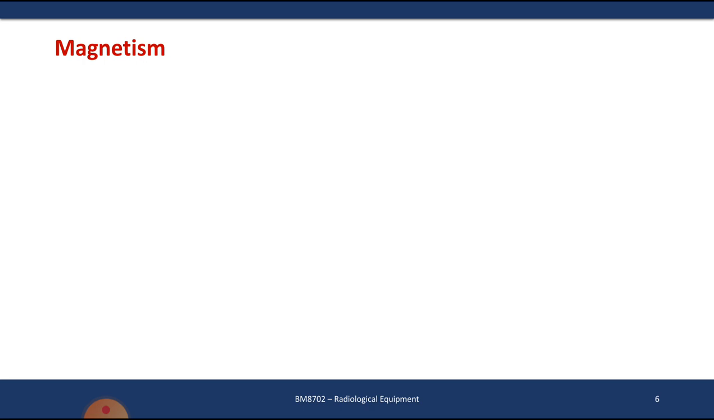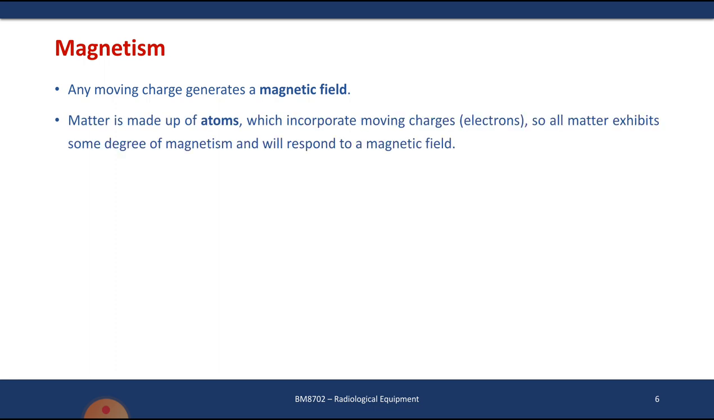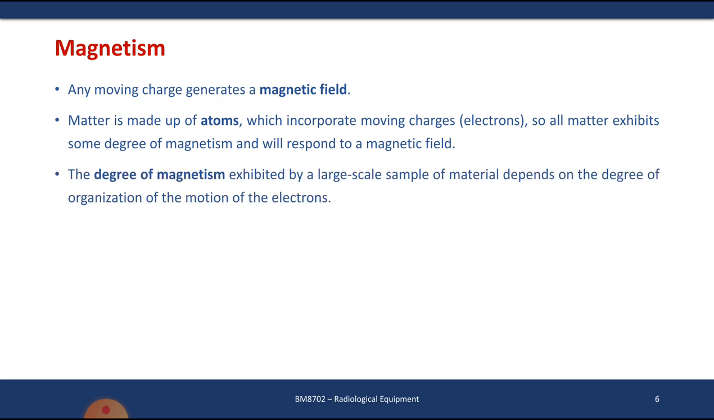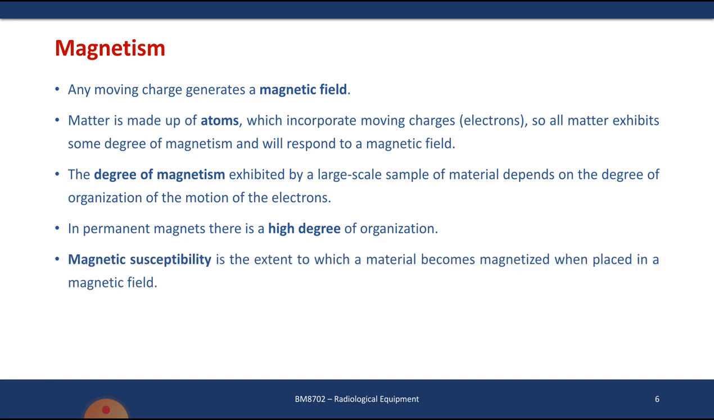Next thing is magnetism. Any moving charge generates a magnetic field. We all know that whenever there is an electric field, you will have a magnetic field. Matter is made up of atoms which consist of moving charges, so everything has some degree of magnetic field in it, right? The degree of magnetism is dependent on the degree of organization of motion of electrons. A permanent magnet has a higher degree of organization, so that's why permanent magnets always have a strong magnetic field.